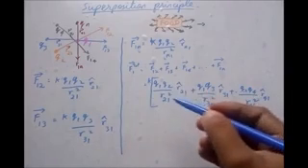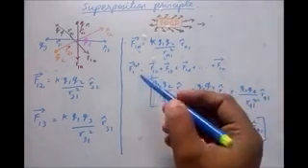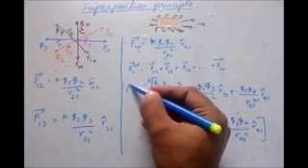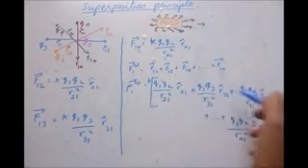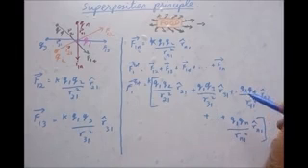So this is the superposition principle. What happens here is the net force: F1 total is equal to the sum of all the individual forces. This is the superposition principle in nature.